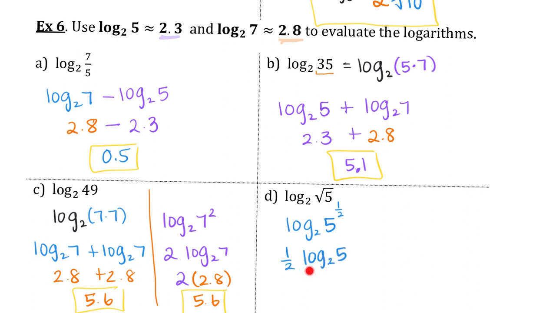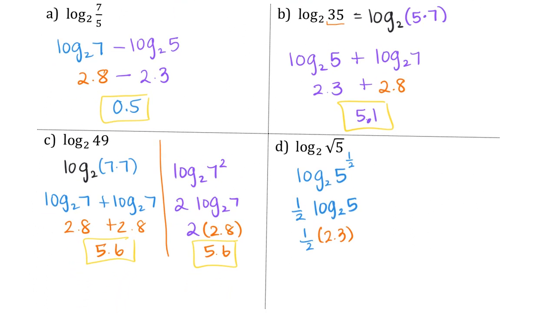Now this is the log base 2 of 5, which is equal to 2.3. So I'm going to bring down the 1/2, and where it says log base 2 of 5, I can put in 2.3. The 1/2 of 2.3 is, I'm going to use my calculator, 1.15. And when you plug in, you have to get it all the way till it says log base 2 of 5 or log base 2 of 7. That 1/2 could not stay there. The square root cannot stay there.